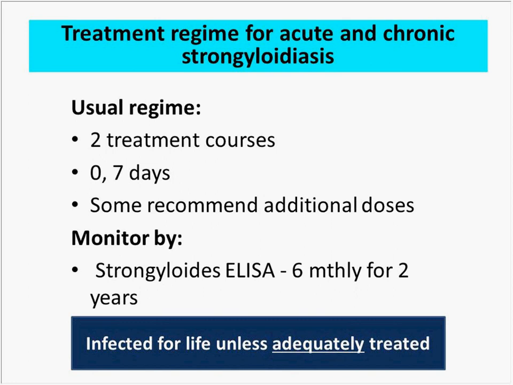The note with treatment is that you need to monitor people, because you're worried that you might get rid of the adults from the small intestine, but the autoinfective larvae can come back down to the small intestine and restart the infection. You want to be sure that people are adequately treated. You can use the regimes, but you monitor how people are going by using Strongyloides serology, and do it monthly for about 2 years until it goes negative.